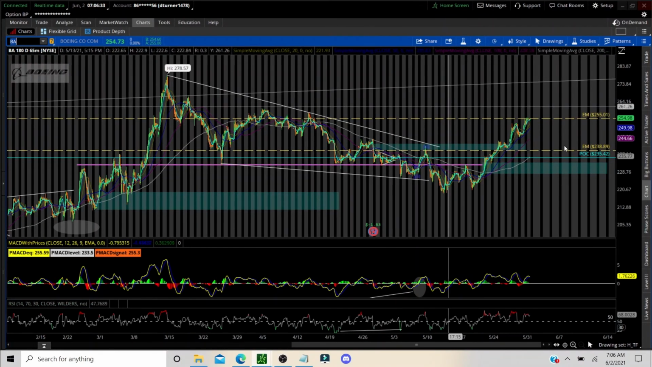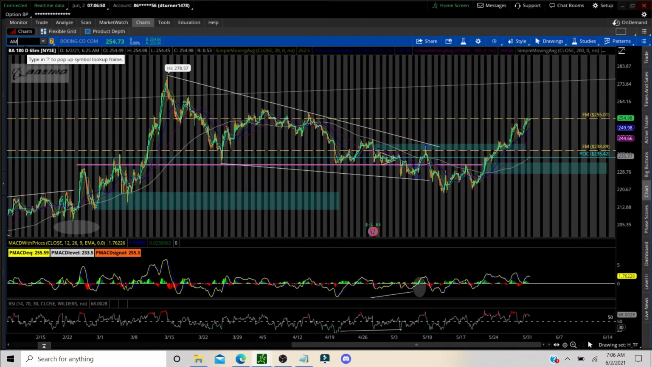BA, another upgrade right at the expected move. So let's see if we can break above the expected move. But I am thinking that pretty soon here we might get a 1, 2, 3 and pull back for a wave 4 before moving higher.